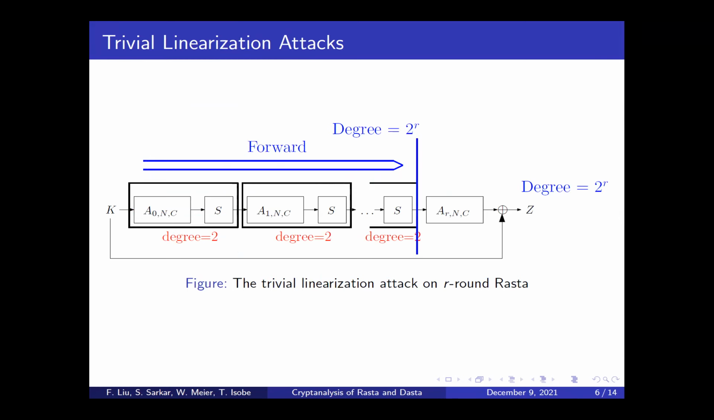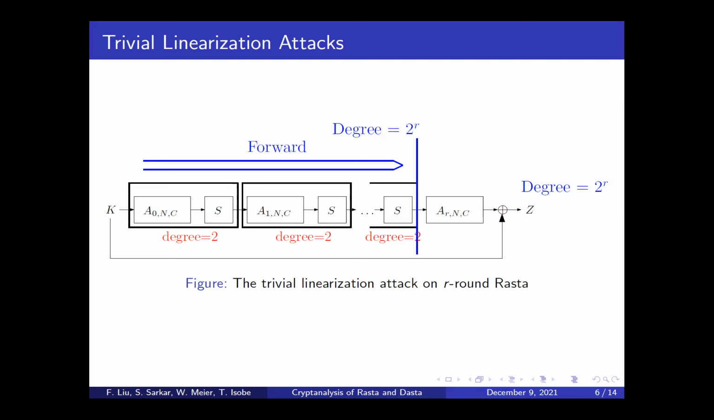Specifically, the n-bit key stream Z can be written as nonlinear expressions in terms of the n-bit key, whose degree is upper bounded by 2 to the R, because the degree of the round function is 2. And the complexity of the linearization attack is directly related to the number of variables and the degree. So to improve the attack, we have to reduce the degree while keeping the number of variables the same. So we should still treat the key bits as variables.